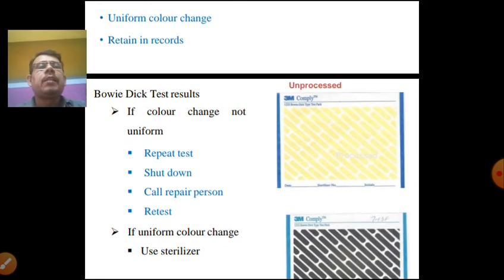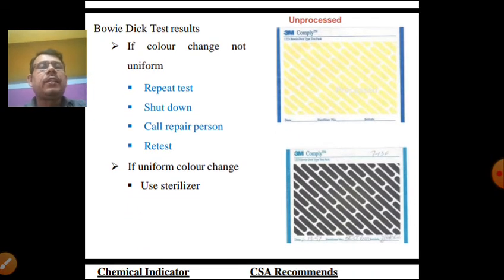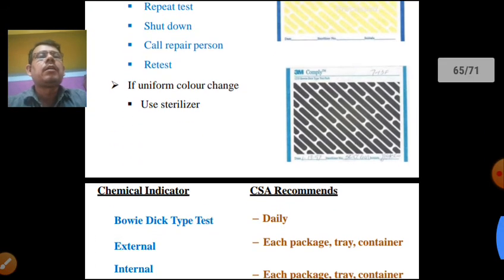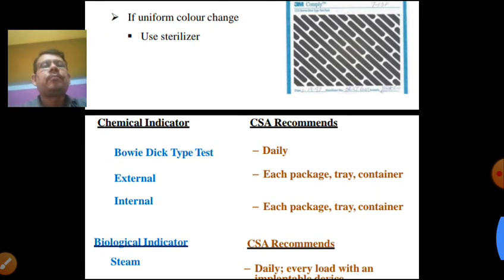Bowie-Dick test result: if the color change is not uniform, repeat the test, shut down, call the repair person and retest. If there is uniform color change, use the sterilizer. That means if the color change is uniform, the sterilizer is okay, but if the color does not change uniformly, the sterilizer is defective, and you can call the person to rectify it. In the chemical indicator, CSA recommends the Bowie-Dick test daily.